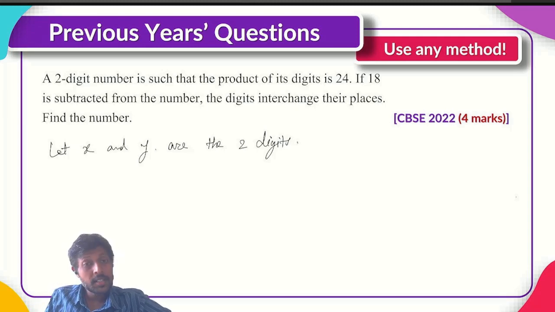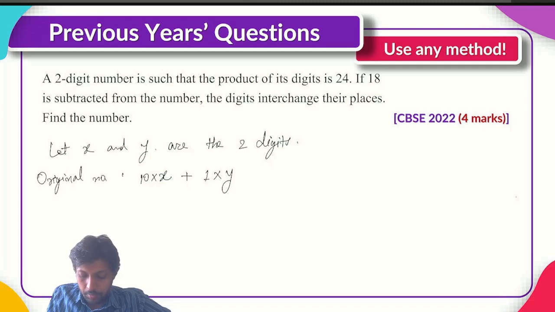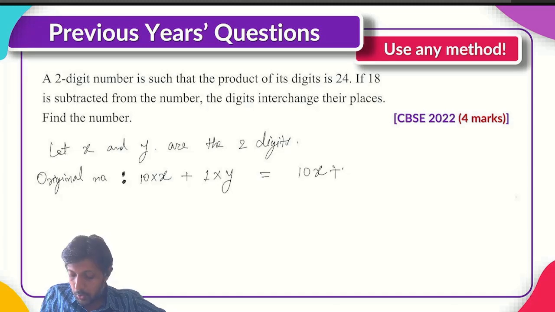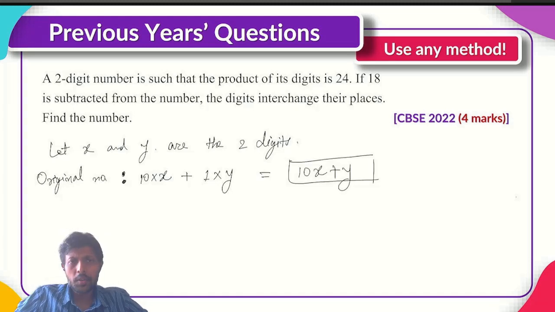In order to express the number as a whole, you have to multiply 10 to the digit which is in the tens place and 1 to the digit which is in the units place. This will give you the original number, 10x plus y. If some of you are confused about this, why don't we directly write xy as the number?